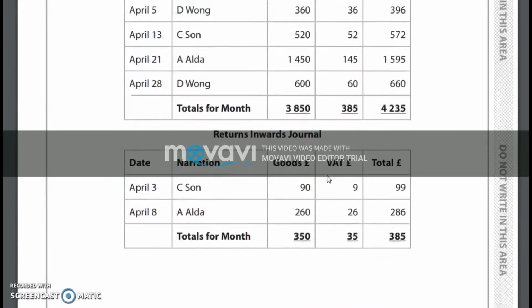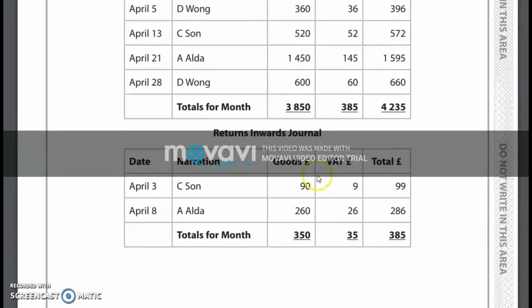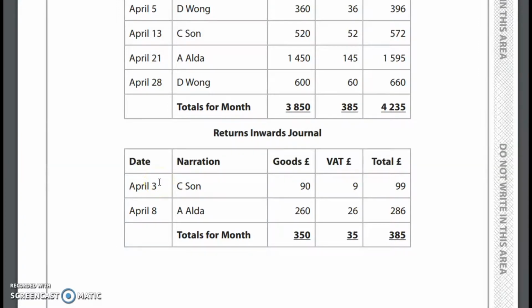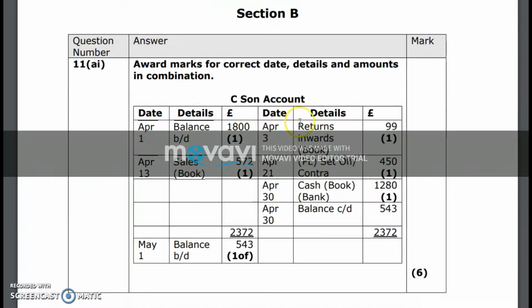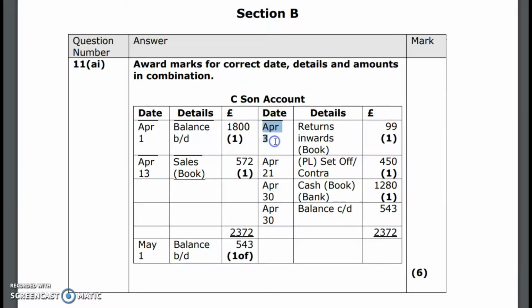Moving on from sales, consider the next journal. The return inwards journal has CSUN mentioned on April 3rd. So on April 3rd, there is a return inward from CSUN worth 99. When CSUN returned goods to us, the amount he has to pay us reduces. Therefore, his account should be credited since asset decreases are credited. So on the credit side of CSUN's account we have, on April 3rd, return inwards, and the figure will be 99.